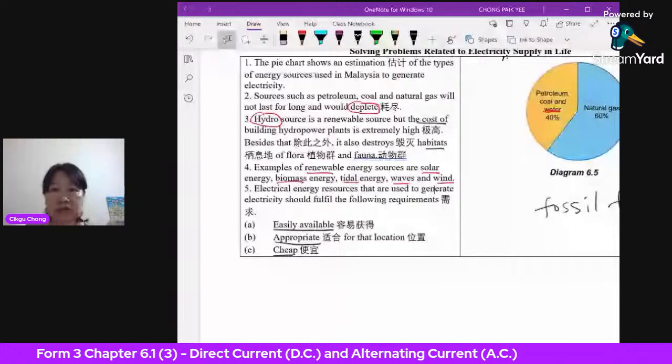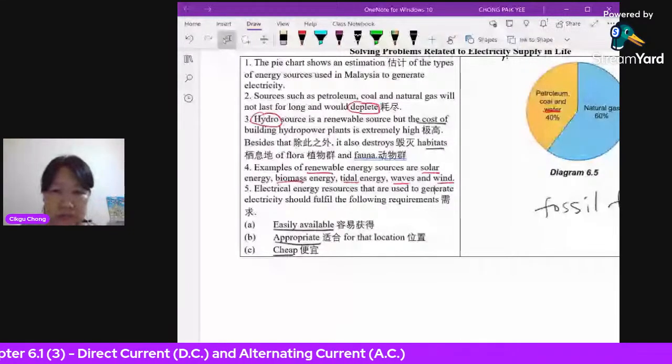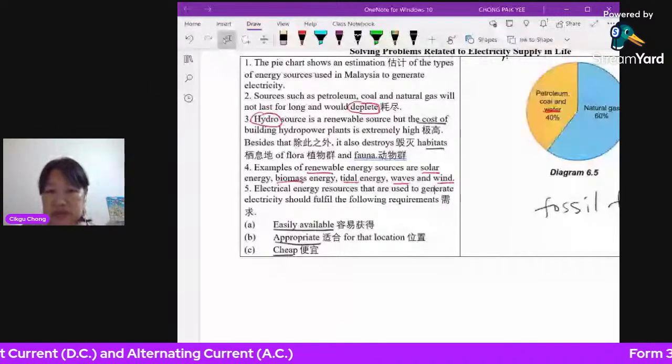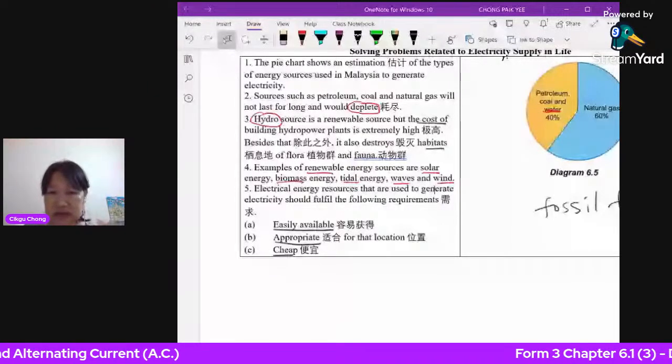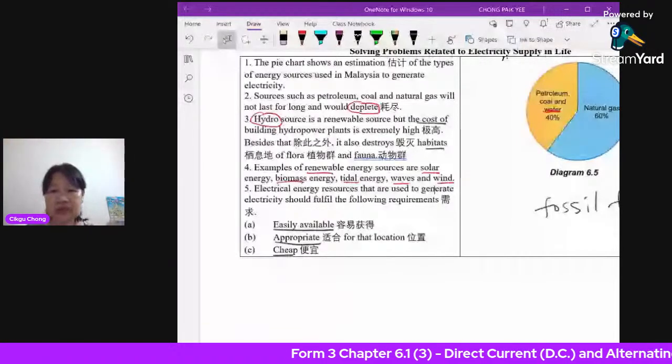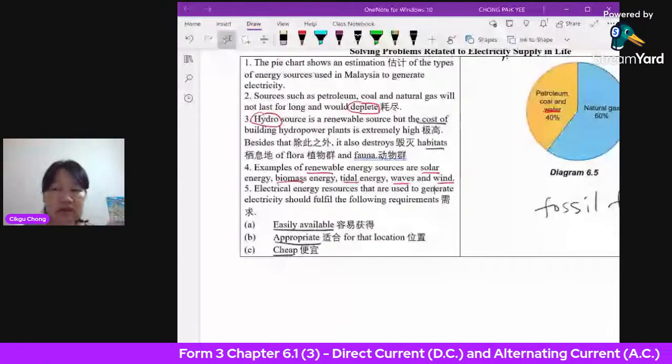And also, of course, drought. If there is drought, then you can't have enough water supply to produce electricity. Okay, that is our main concern when you talk about a hydroelectric power station. So remember the wildlife, the habitat.